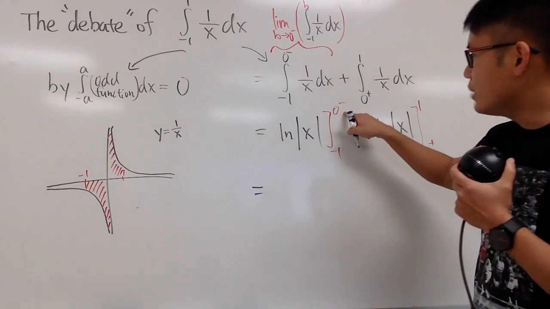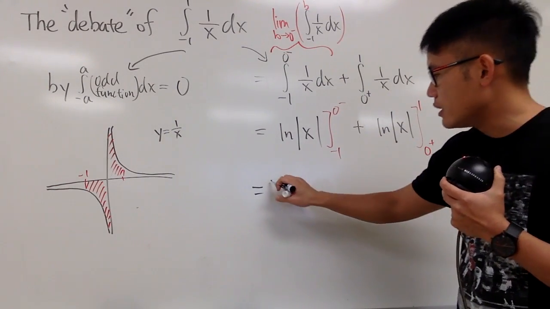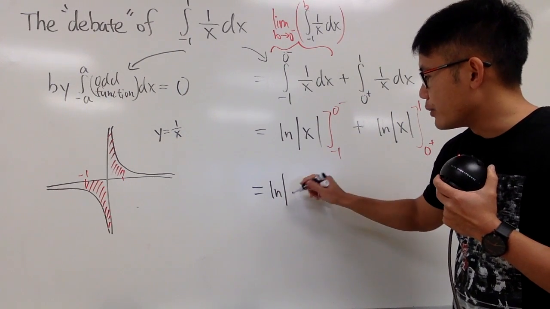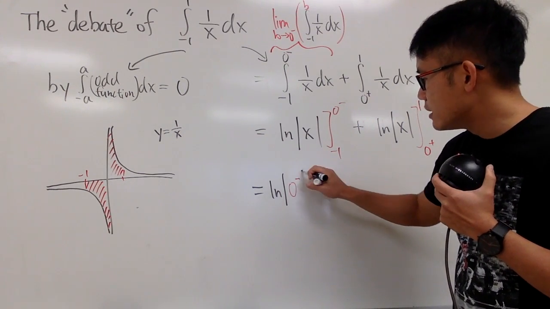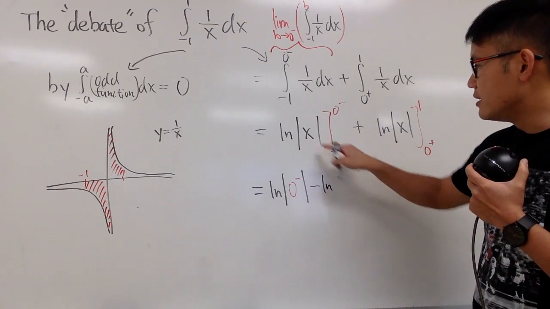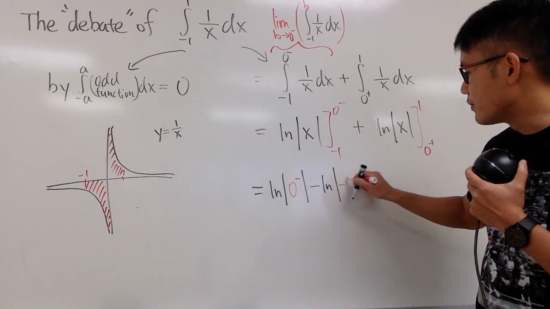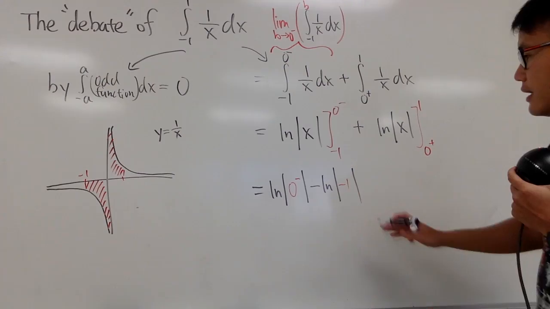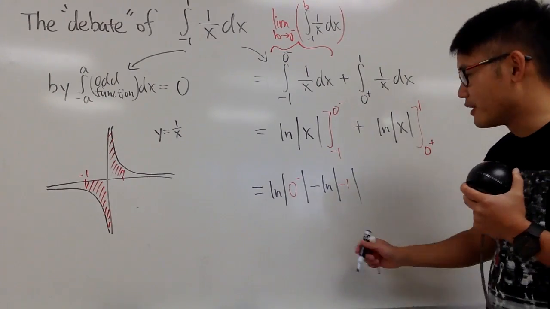Let's talk about the first one. Right here, we do have to plug in 0 minus into here, so it becomes ln of the absolute value of 0 minus, and then that's the first part. You subtract the second part, you plug in this right here, so ln of the absolute value of -1, like this. So now let's just focus on this part right here.